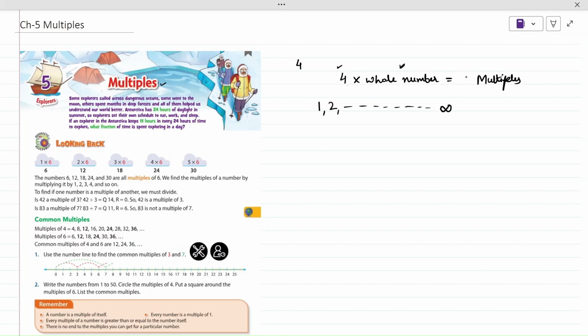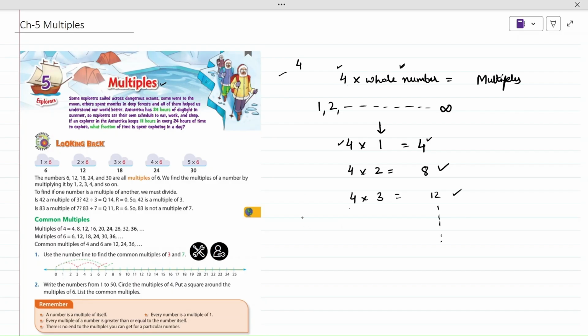Now, what are the multiples of 4 in our case? 4 multiplied with 1, which is a whole number, gives us 4. So this is the first multiple of 4, that is the number itself. Then 4 multiplied with 2 gives 8. 4 multiplied with 3 gives 12 and so on. So what are we doing here? We are multiplying the given number, which is 4, with the whole numbers to get the multiples. All these are the multiples of 4.